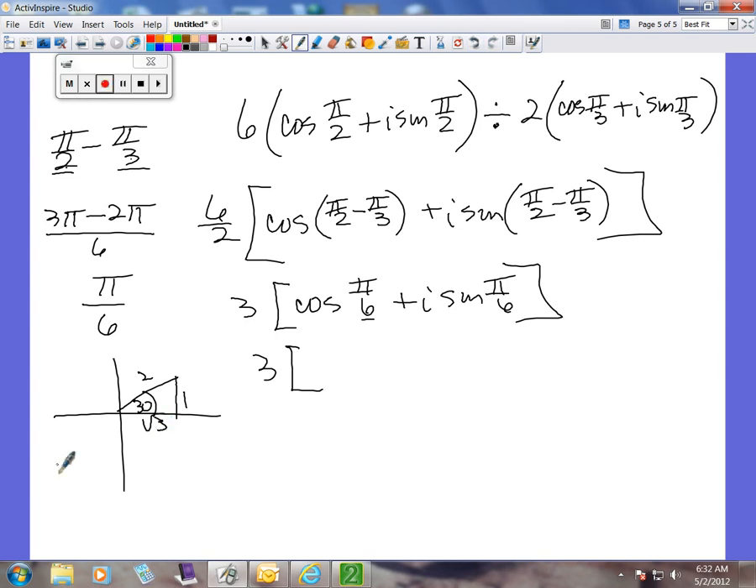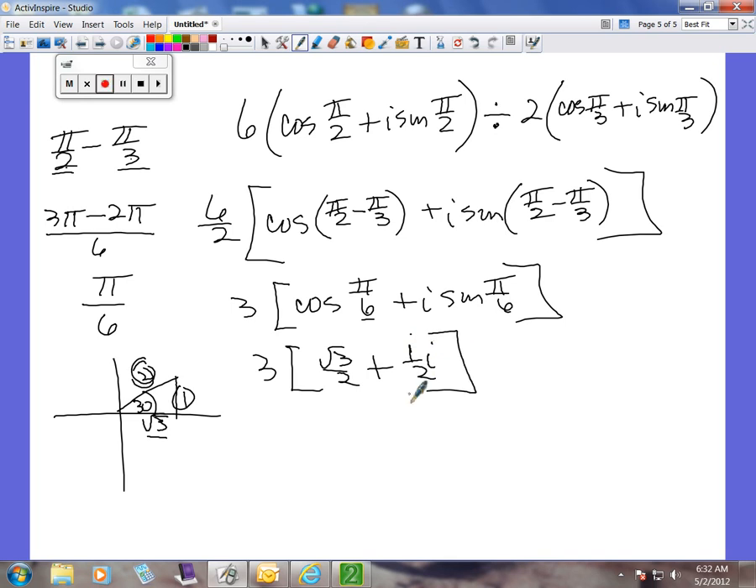Okay. Cosine is adjacent over hypotenuse, so that will be the square root of 3 over 2, plus sine is opposite over hypotenuse, 1/2. And that, don't forget your i, that's another common mistake here.